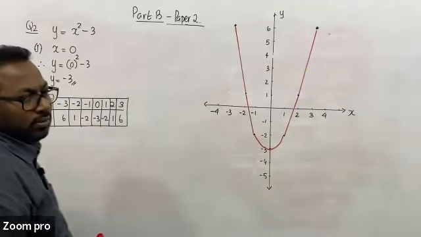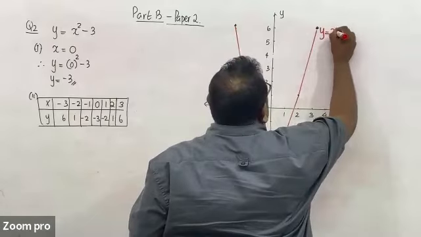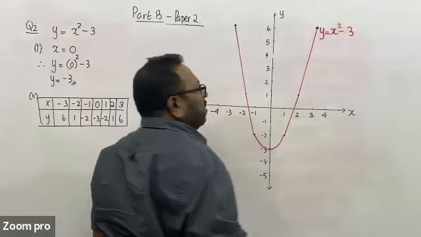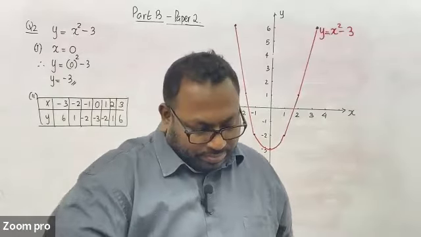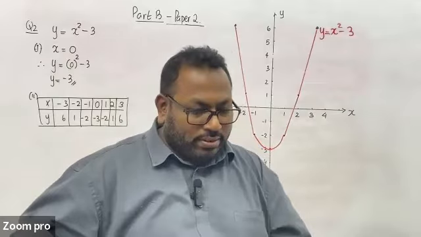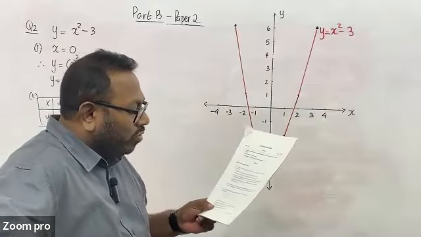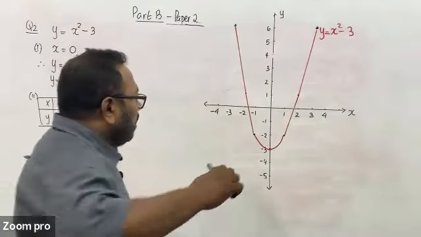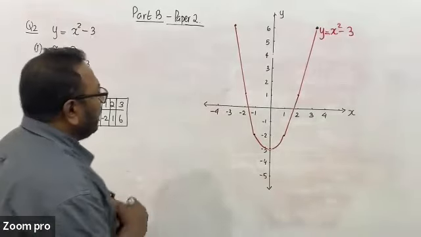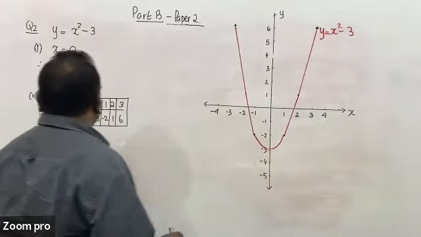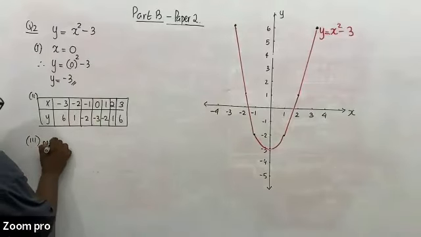Your graph should look like this, y equals x squared minus 3. So your graph should look close to that. Then they are asking you, using the graph, write the minimum value of the function. So what is the minimum value? Where the graph is taking a turn. So where is it taking a turn? At -3. So third question, minimum value.